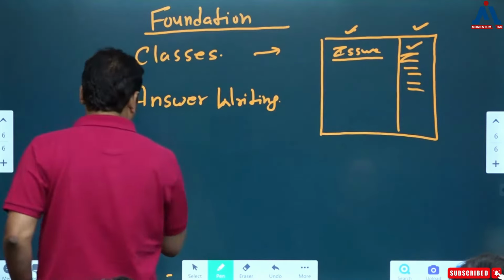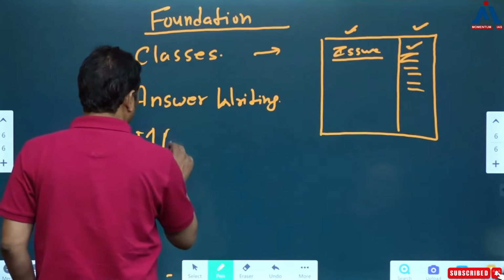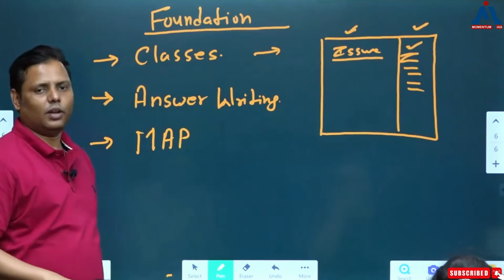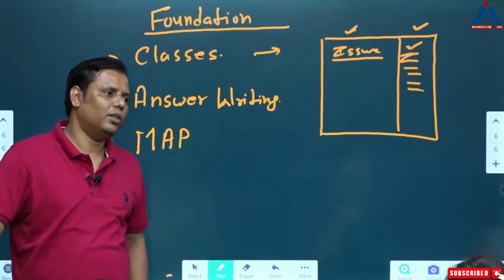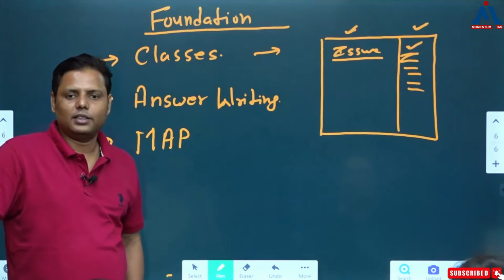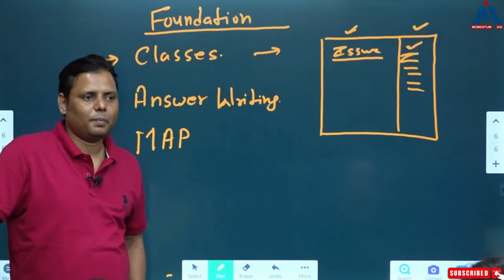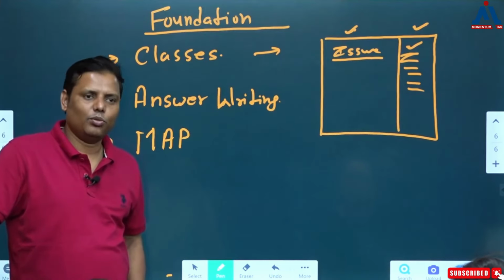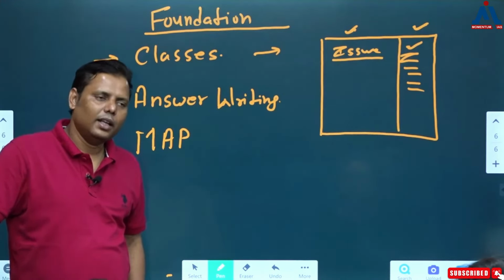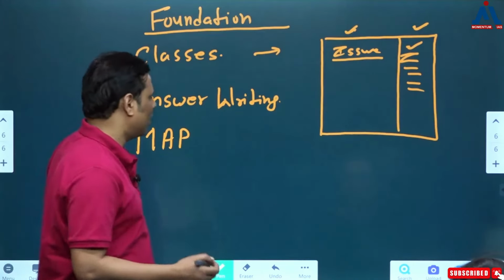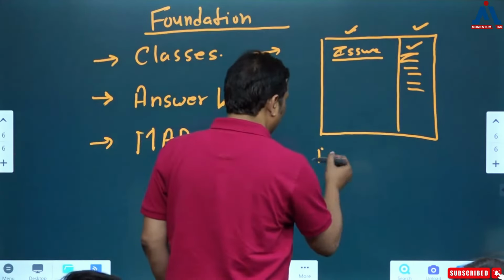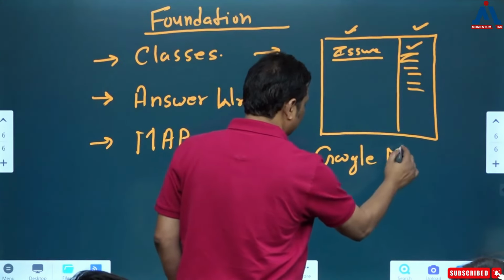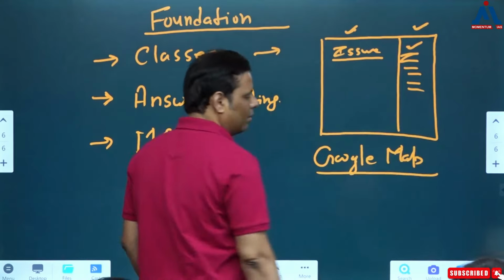Of course, the third thing is basically the map. This time we are changing our map material altogether. Now we are coming up with digital notes of the map section. What are these digital notes? Maybe tomorrow I'll upload one video and things will be very clear, but roughly I'm telling you what these digital maps are. First of all, I have taken the Google map now.